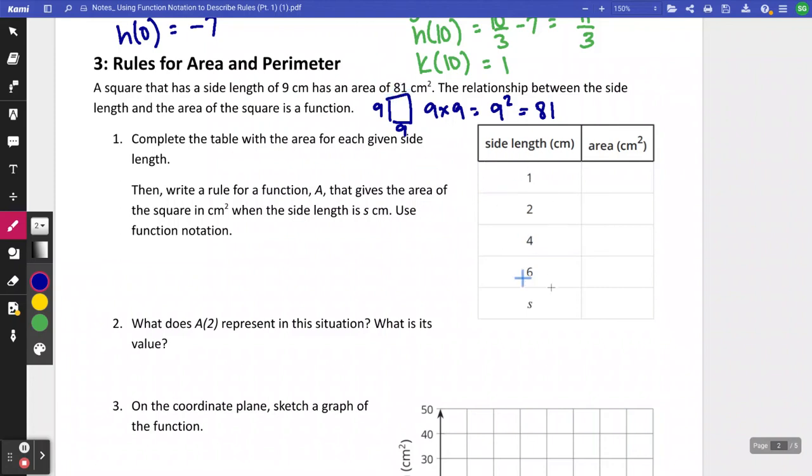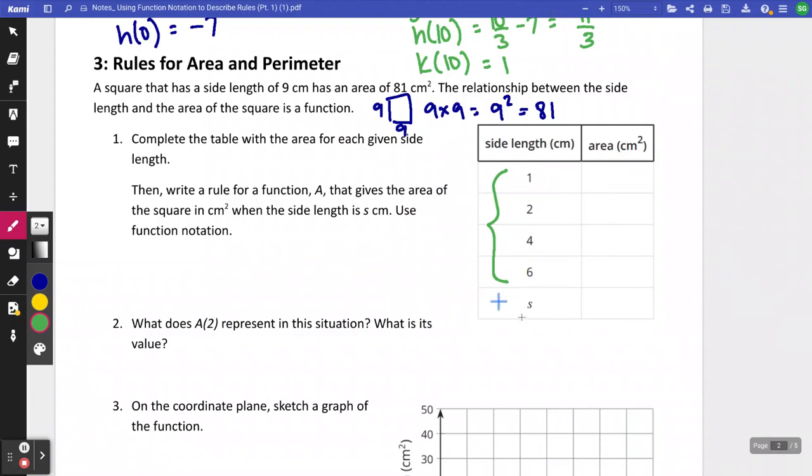Let's go ahead and fill out this table over here with more examples of area. In number 1, it says complete the table with the area for each of the given side lengths. And then the second part of this is writing that function rule. For now, similar to what we did up here when the side length is 9, I'm going to have you go ahead, pause the video in a moment, and complete these first 4 rows. So if the side length is 1 centimeter, what's the area? If the side length is 2 centimeters, what's the area?